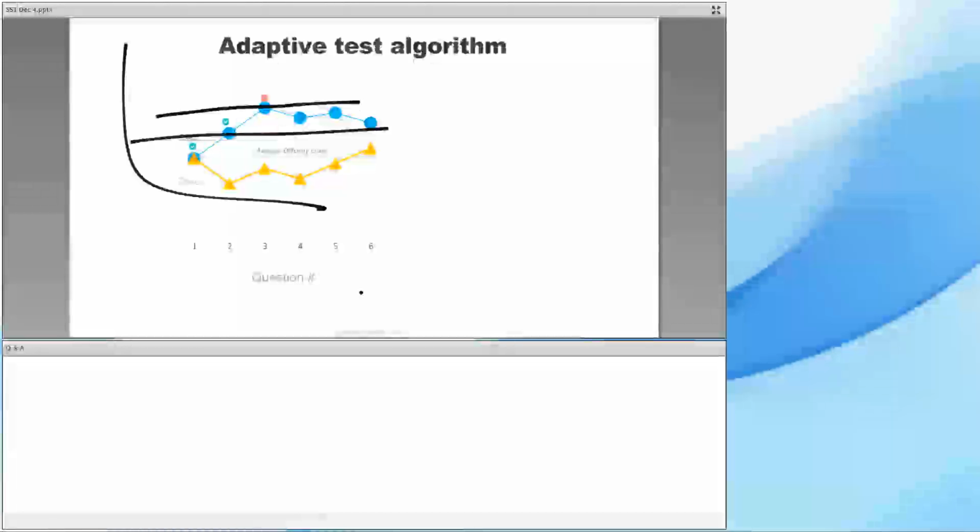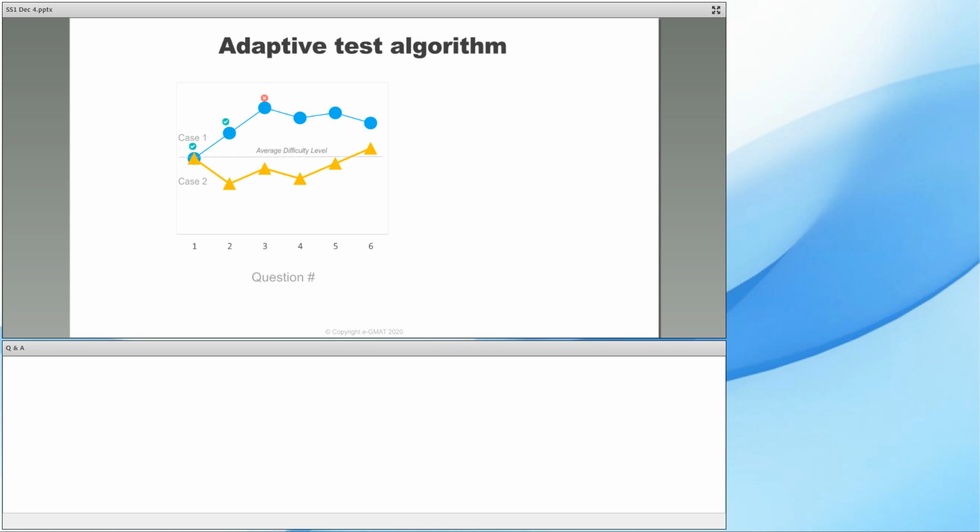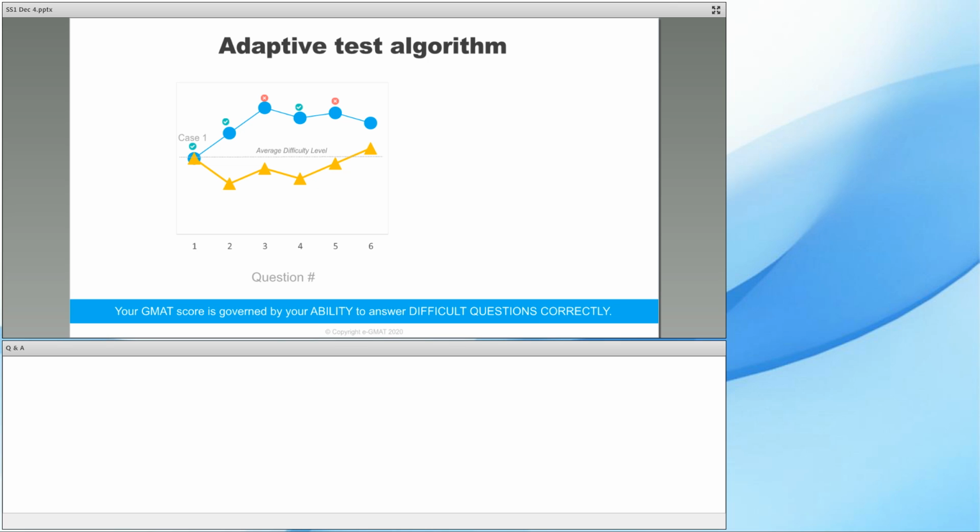Let me just highlight this. Let me just remove this. Then he gets the next question, of a slightly lower difficulty level, gets question 4 right, gets question 5, which is slightly more difficult, and gets that wrong. So that's student 1, and let's assume we stop the test here for the sake of simplicity.